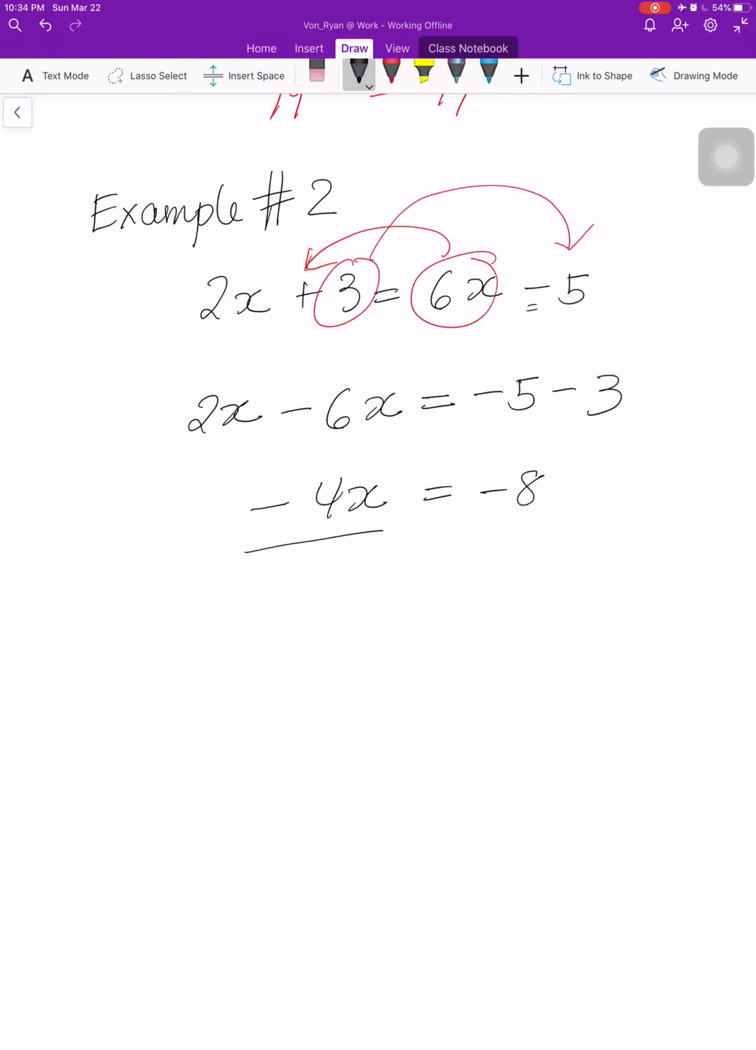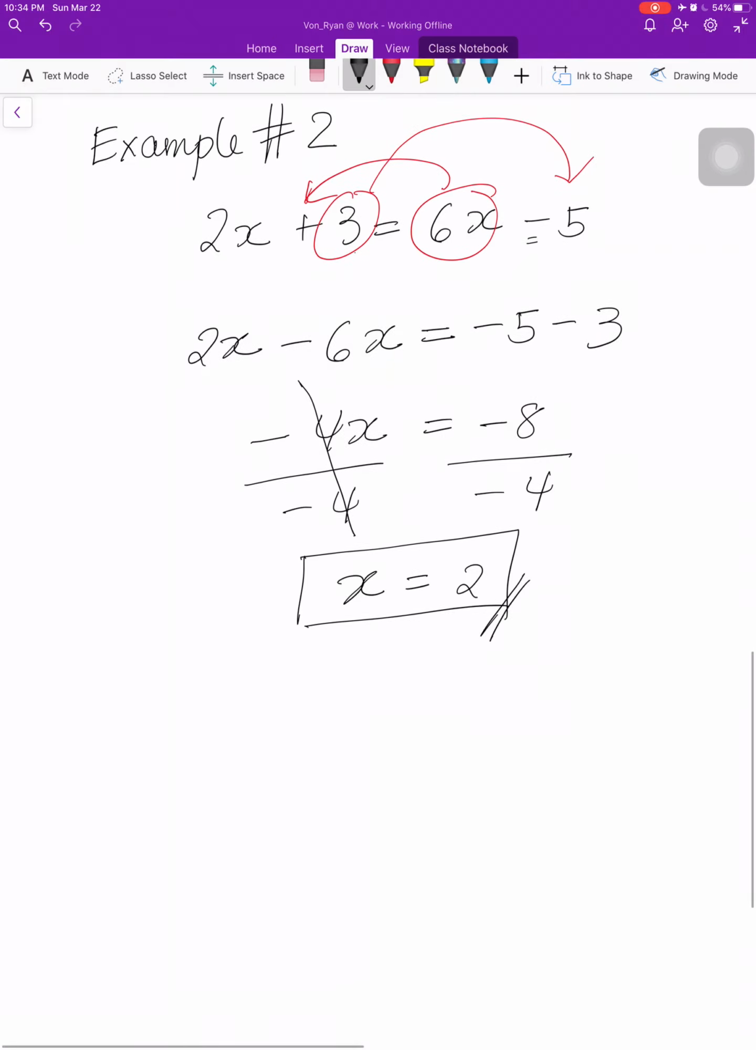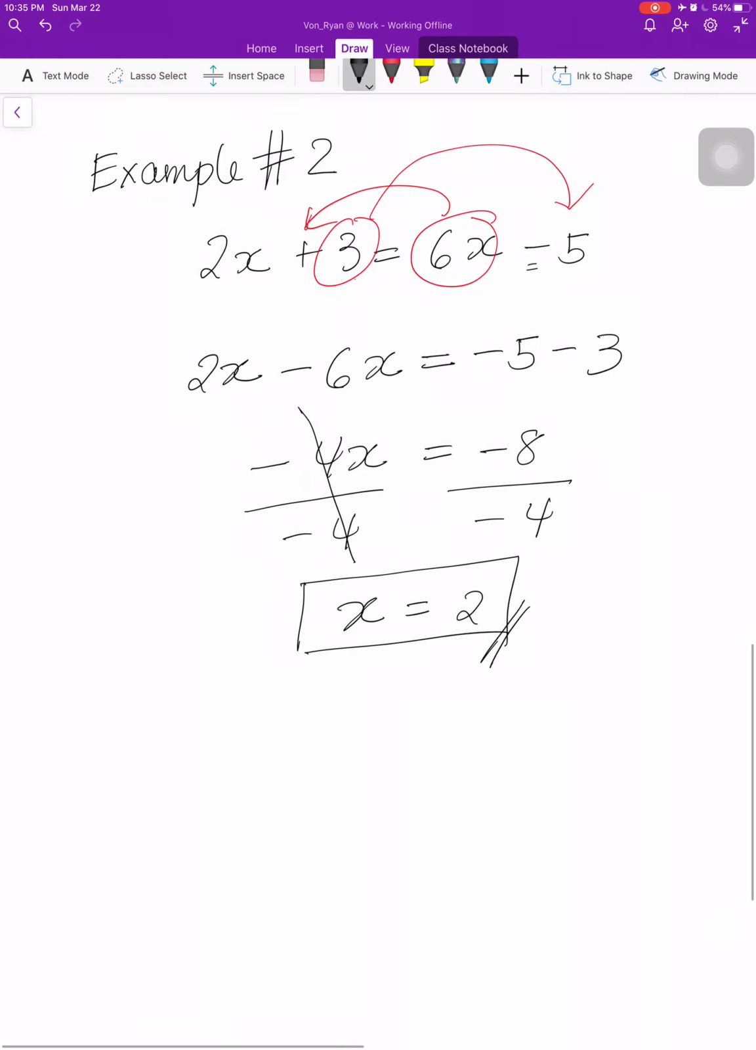Now in this case, you want to get rid of the negative 4. So you divide both sides by negative 4. So x is left alone. So x is now equal to negative 8 divided by negative 4, which is positive 2. And that's the correct answer. Feel free to pause the video so you can copy.